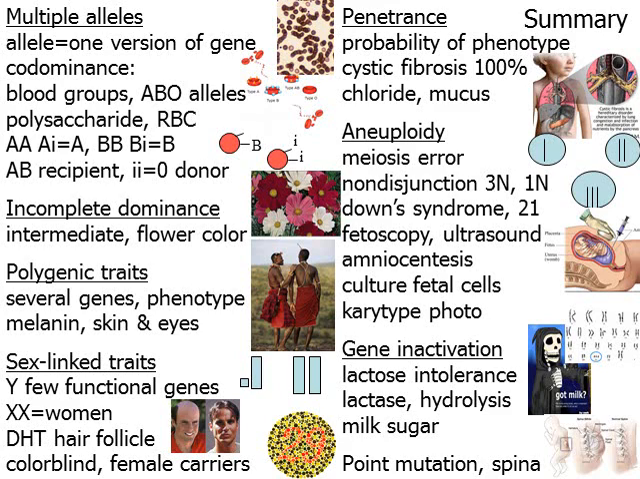Aneuploidy, it's an error usually during meiosis where the chromosomes don't separate as they should, a non-disjunction it's called. Down syndrome is one example where we end up with a trisomy of number 21. We can test for aneuploidy with a fetoscopy where we use ultrasound and a very long needle to extract fetal cells through amniocentesis. We're going to culture those cells and photograph them through a process called karyotyping and look for extra chromosomes or sometimes missing chromosomes.